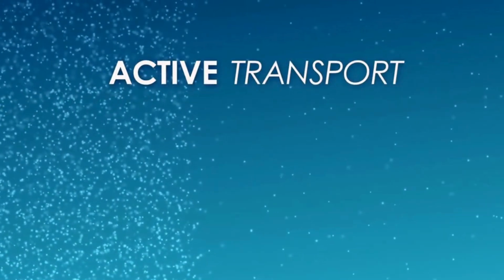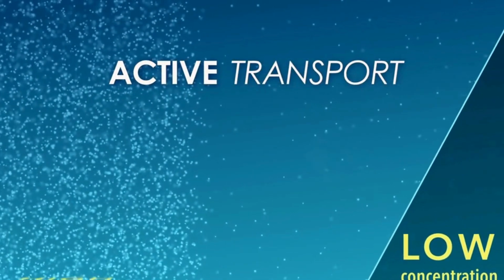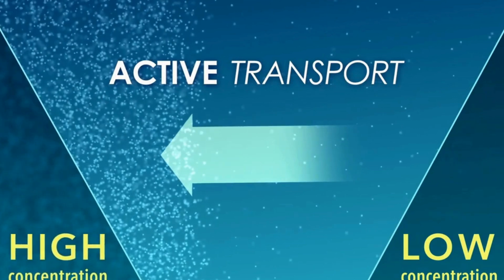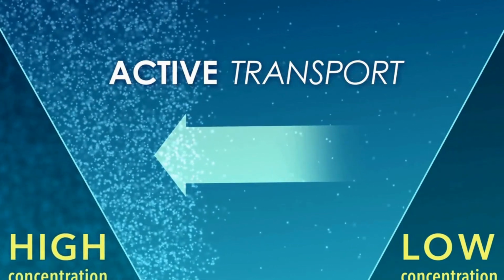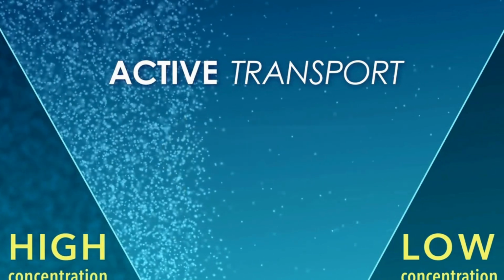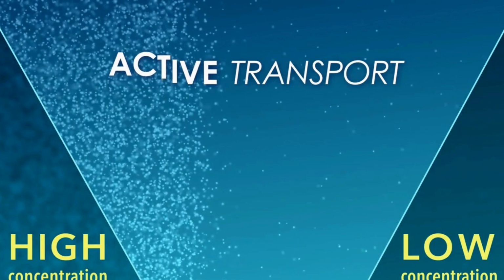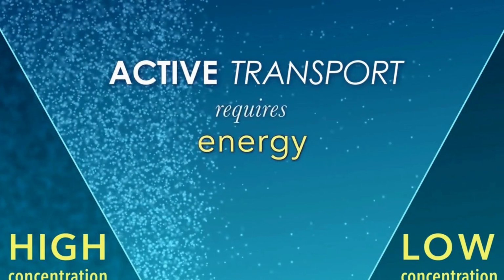Active transport is when particles move from an area of low concentration to high concentration. This is also known as moving against the concentration gradient. The key thing to remember is that active transport requires energy.